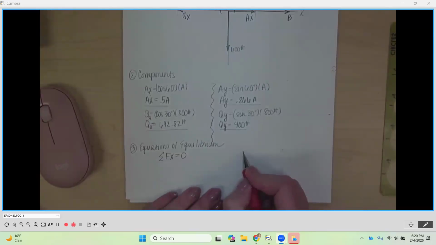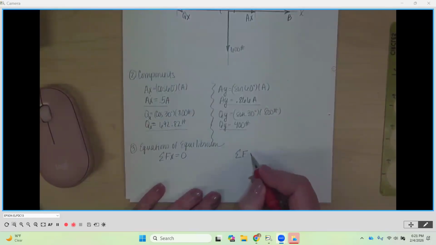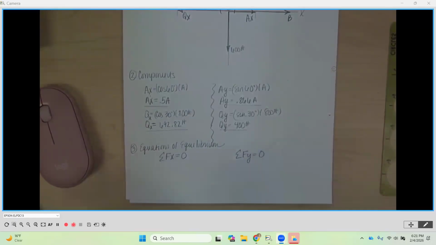And what's our other equation? Oh, thank you, Matthew. Yep, Deborah, sum the forces in the Y equals 0. Okay, and thank you again, Matthew. Excellent. Now, I am going to let you go from here, okay?